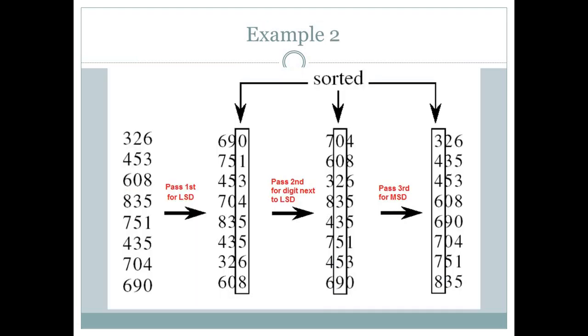After it we will learn about our next example, example number 2. So here we have these numbers for sorting. We will apply our counting sort algorithm on these last digits. So after sorting it will become these numbers.